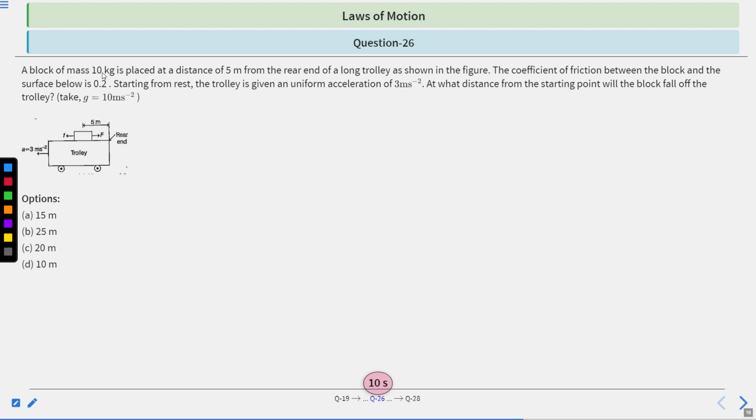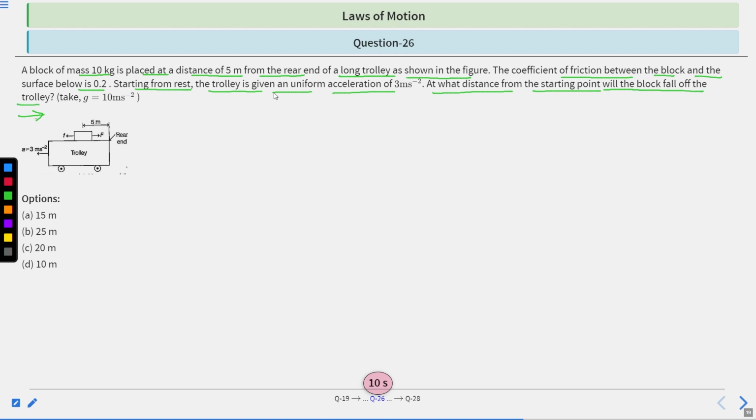A block of mass 10 kg is placed at a distance of 5 meters from the rear end of a long trolley as shown in this figure. The coefficient of friction between the block and the surface below is 0.2. Starting from rest, the trolley is given a uniform acceleration of 3 meter per second square. At what distance from the starting point will the block fall off the trolley?